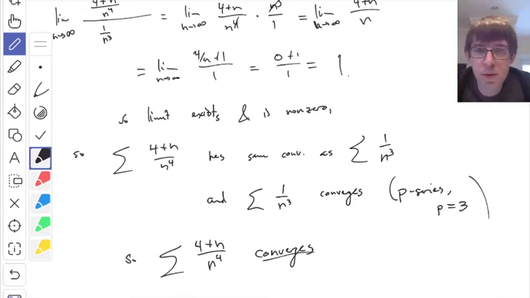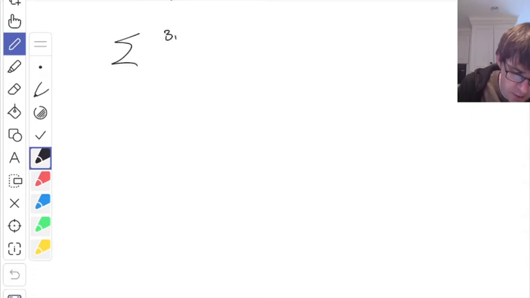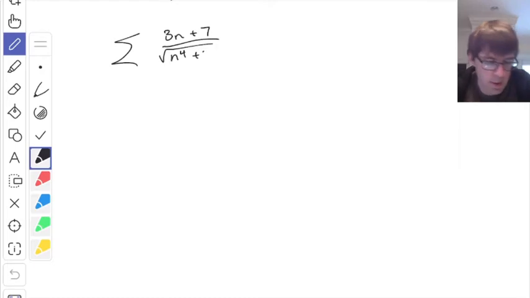Anybody got thoughts about that? All right, I got 2 more examples, and then I want you guys to try some. Sometimes it can be a little weird to decide what the dominant term is, like I said before. So here's a slightly stranger example, mostly the same, but a little weird. 3n plus 7 up top divided by the square root of n to the 4 plus 2. Again, we are going to ignore everything except for the dominant terms on the top and on the bottom.